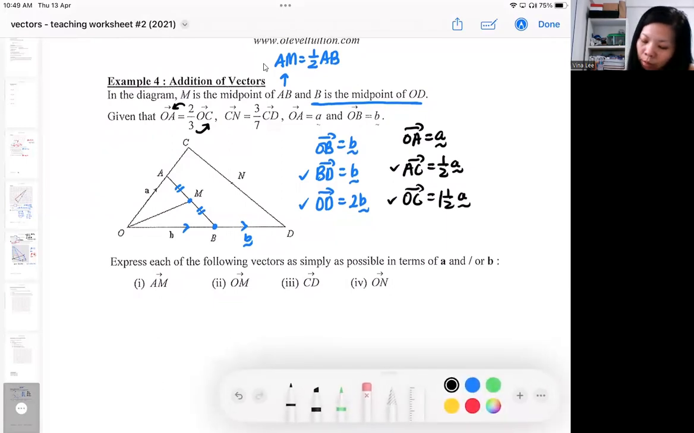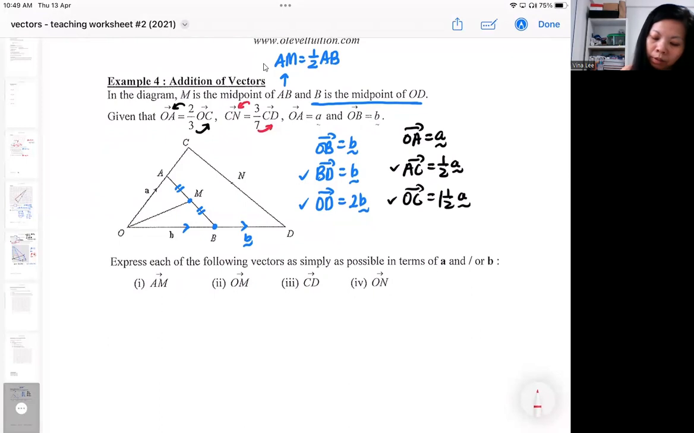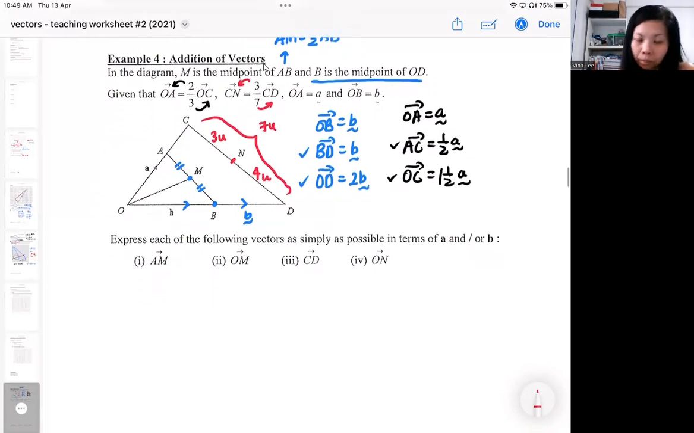Then after that, I also got another ratio here. This is 3 units and this is 7 units. So read the ratio first. So this part will be 4 units. So read the ratio before you do anything.